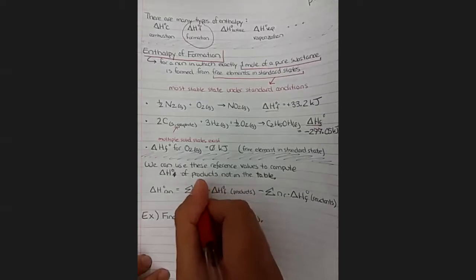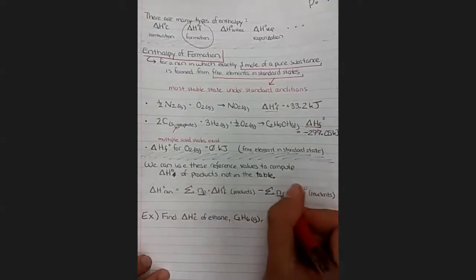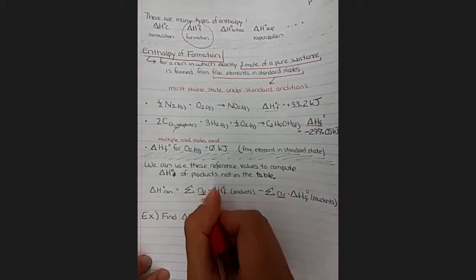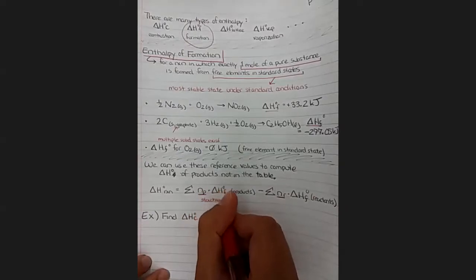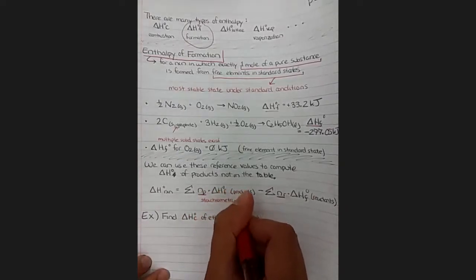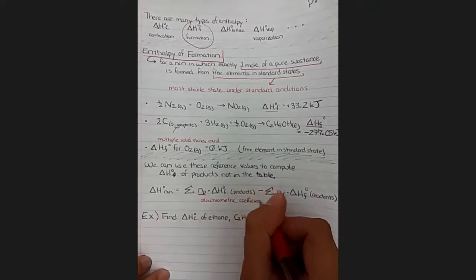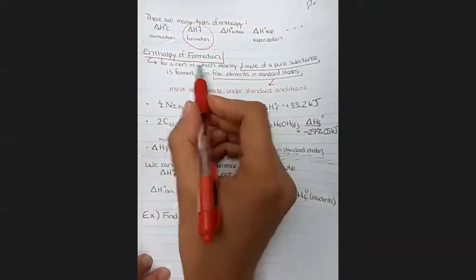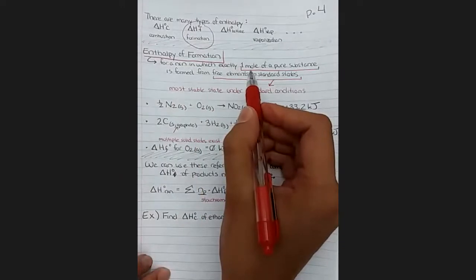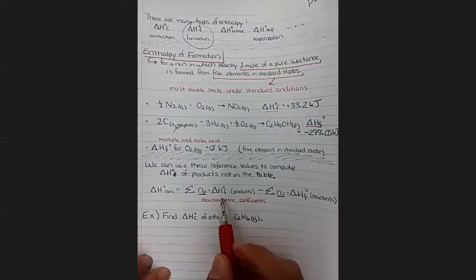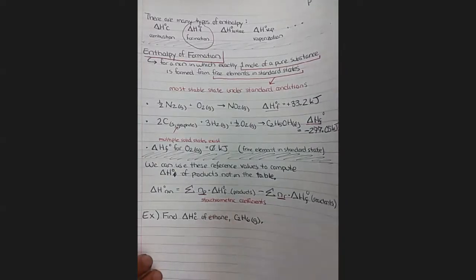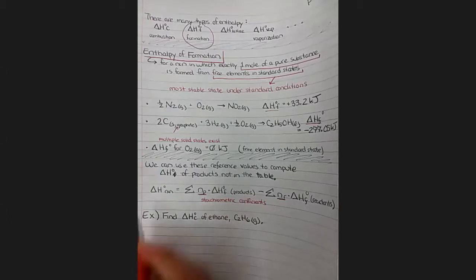And these numbers right here, these n's, these are the stoichiometric coefficients from your reaction. Because the delta H of formation values from the table are only for 1 mole of a particular compound. So if you're trying to make more than 1 mole, you need to multiply it by the stoichiometric value according to rule number 1 on the previous page.